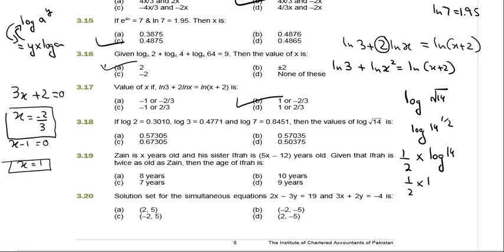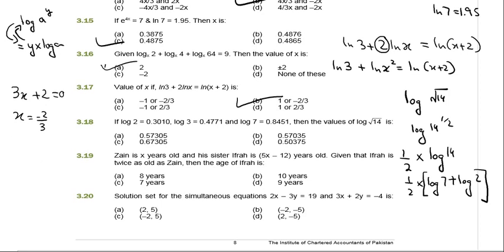Log 14 can be written as log 7 plus log 2. The log property says that if there is a plus sign, we multiply 7 into 2 and it becomes 14, and if we reverse that property, we can write log 14 as log 7 plus log 2. It is the property which we studied in class, which was log base a b plus log base a c is equal to log base a of b into c.